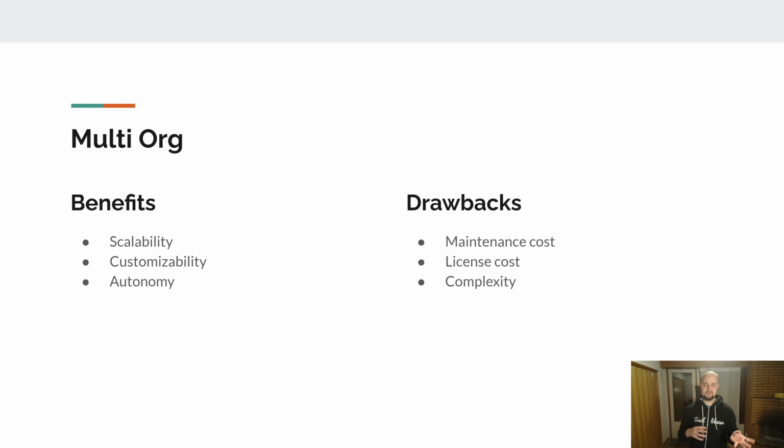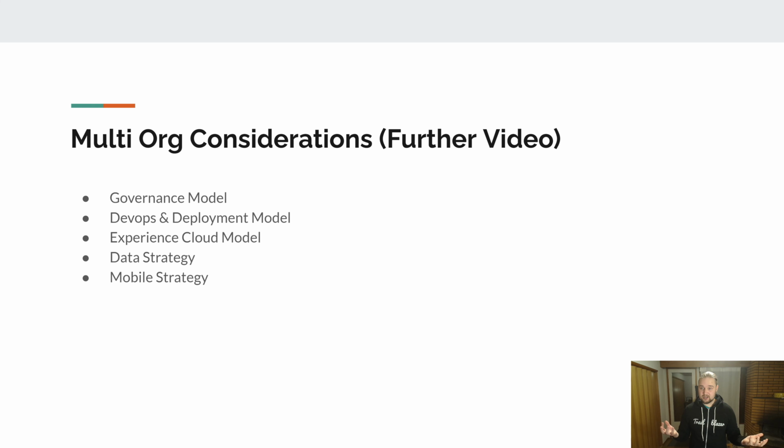So I'll, in a further video, go into detail about what exactly we have to consider when we do go multi-org and how that changes our governance model, our DevOps model, and our deployment model, how that impacts our Experience Cloud sites. What about our data strategy if we have the customer potentially in multiple different Salesforces? How do we get a 360-degree view if that's required? And then finally, also the mobile strategy and the Experience Cloud strategy. I'll be doing those in a further video since that's a really big topic that requires a video on its own.